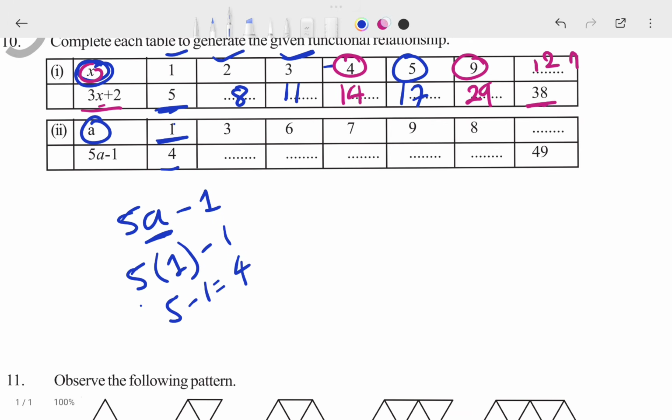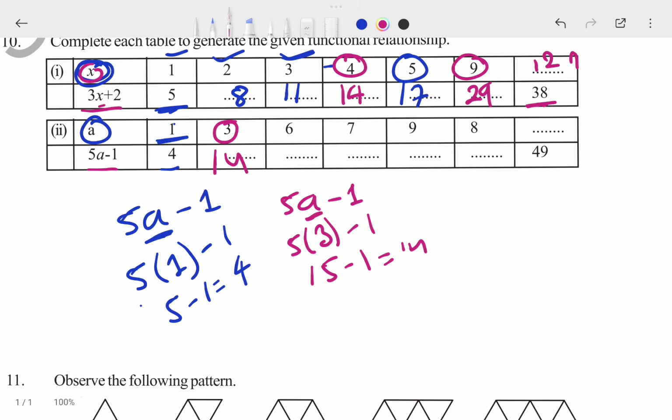Now let's talk about another one. So 5 is there, a is there, minus 1, this is the question. Here we have to assume a is 3. So what are we going to write? 5 into 3, that's going to be 15 minus 1. If you subtract, it is going to be 14. So what is the answer? Answer is 14 only. Okay, is it clear?